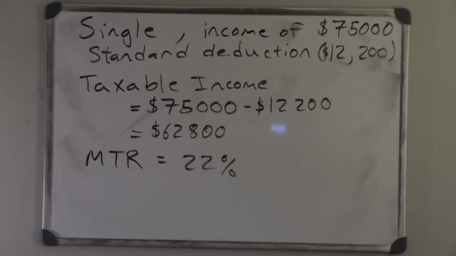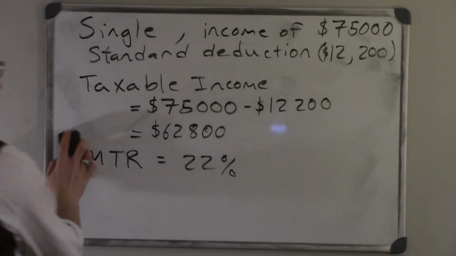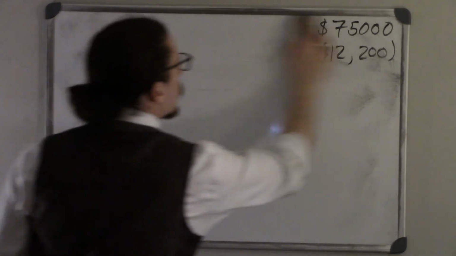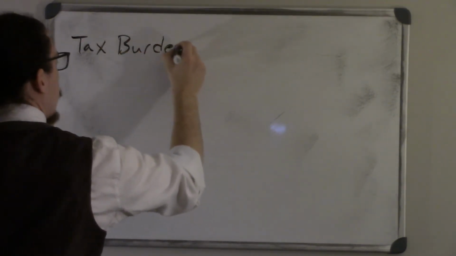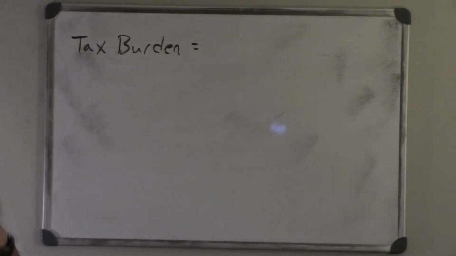But we don't want to stop there. We want to also find the average tax rate. So the next thing that we are going to have to do is figure out the tax burden. All right, so for our tax burden, I'm going to go ahead and erase this stuff. To find out our tax burden, we're going to take this taxable income and look at the amount that falls into each bracket, and how much tax is owed for that.